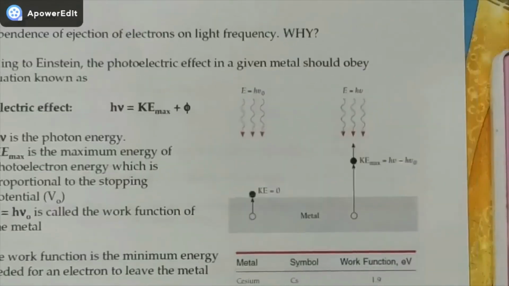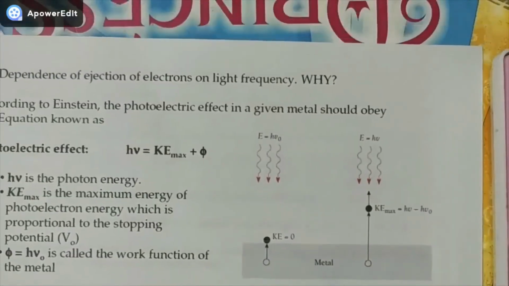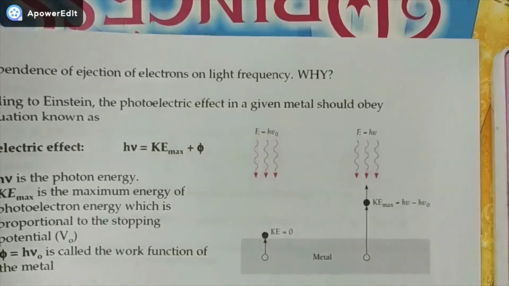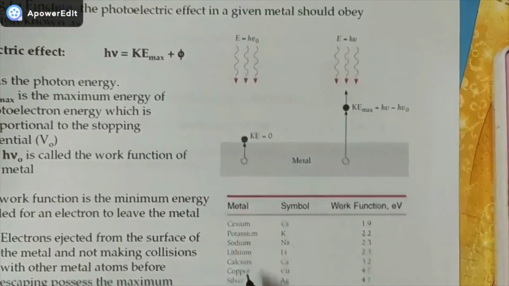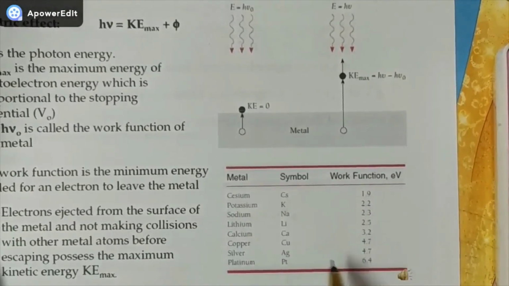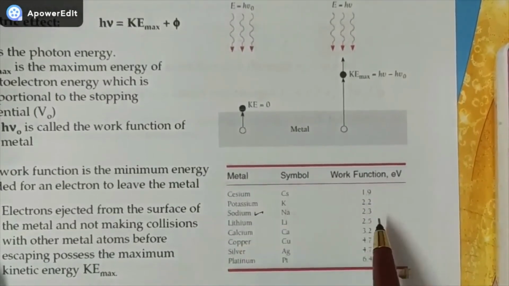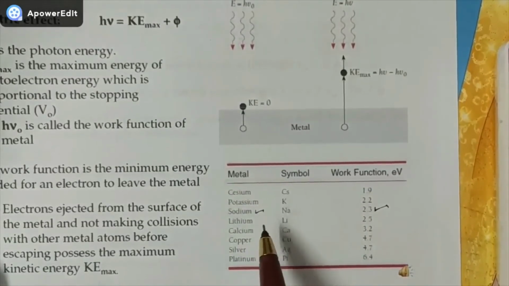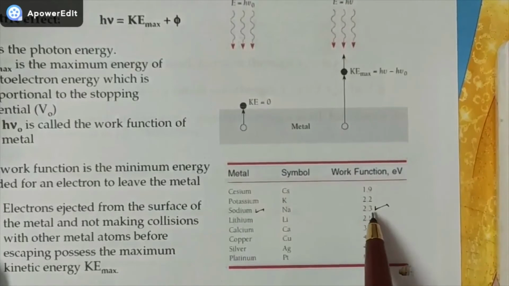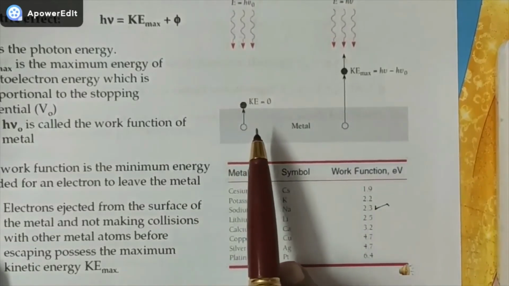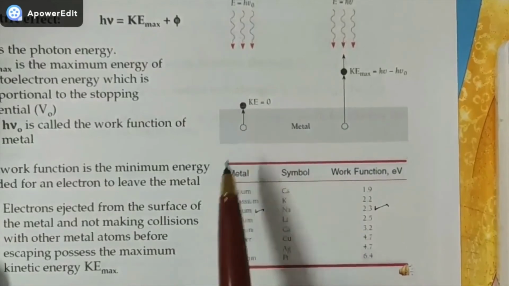So we can understand from this diagram that this is a metallic surface. Before that, every metal has its own work function. Like you see, sodium has a work function of 2.3 electron volt. So unless and until I shine a light of more than 2.3 electron volt, only then will the electron come out from the metallic surface.